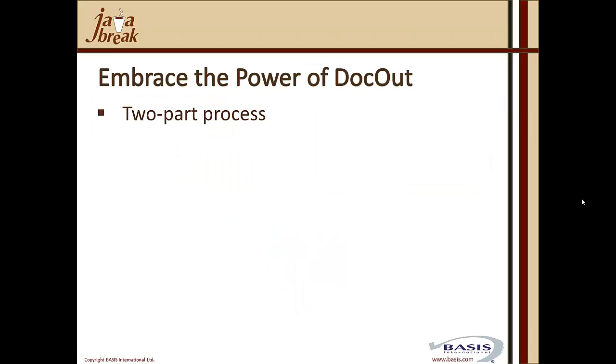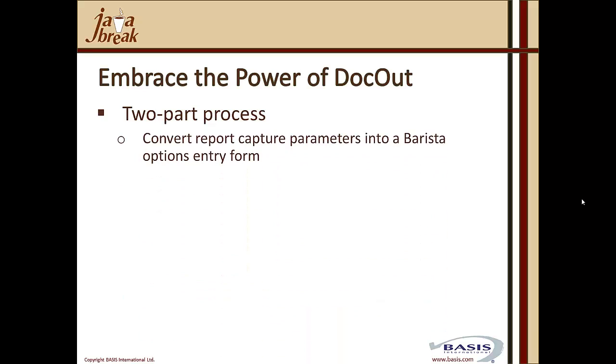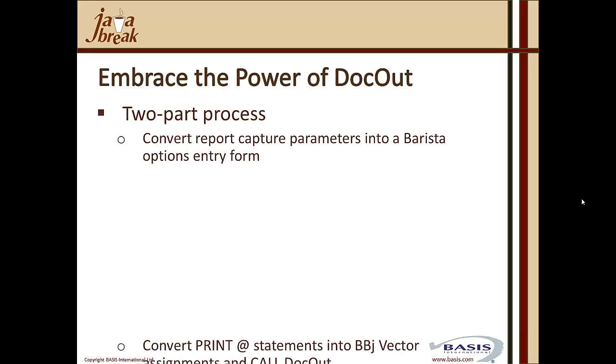So let's talk a bit about embracing the power of dockout. What is the process? It's a two-part process. First part is to convert the report capture parameters into a Barista options entry form. One of the key benefits of that is, as I described in the previous screen, where you can actually save the options and give it a name and use that as a short form subsidiary report.